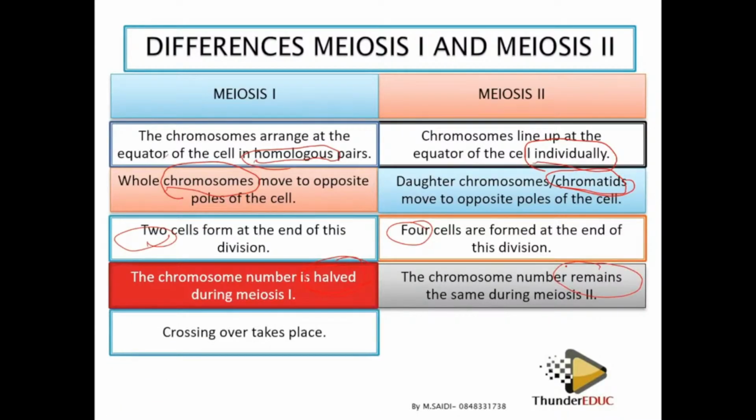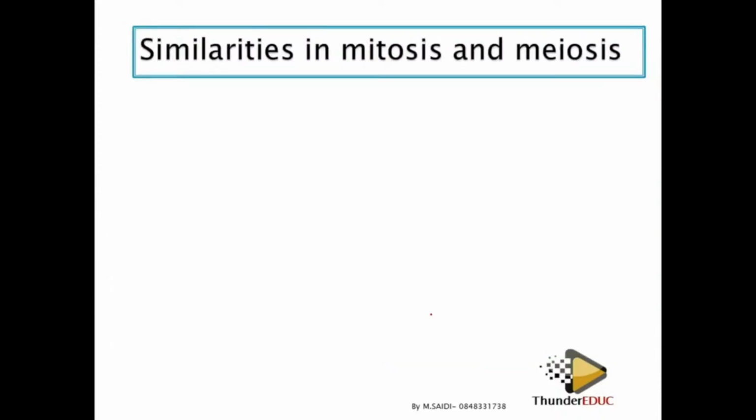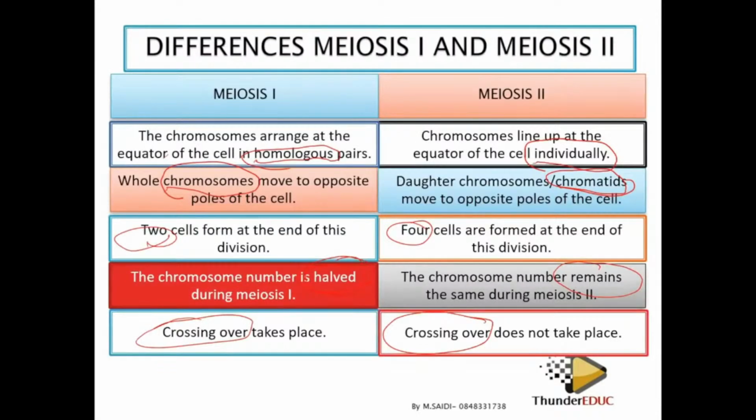Then crossing over takes place. We say that there is crossing over, while on the other side there is no crossing over. Basically, those are some of the differences between meiosis.